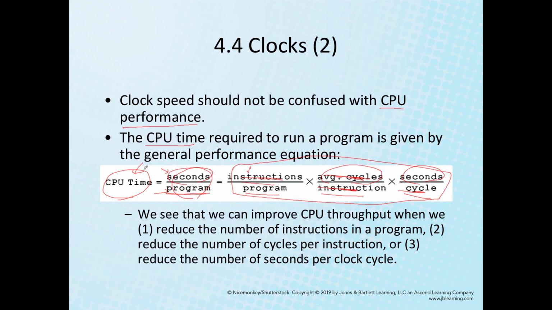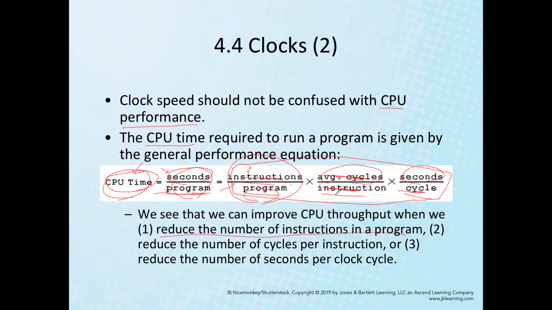So to have better computer performance, which means to reduce the CPU time so the program completes quickly, what can we do? The first thing is per program, we can reduce the number of instructions. Then this number will be reduced. So reduce the number of instructions in the program.